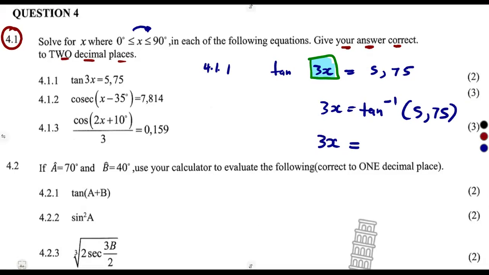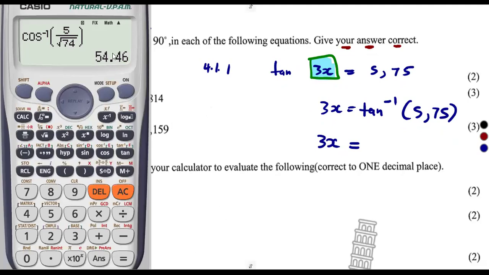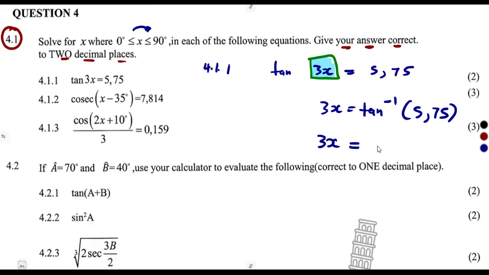So as I'm using my calculator, it's already fixed to 2 decimal places. Remember, we fixed it back to 2 decimal places. So that will be shift tan 5.75 like this. So that is what you're going to obtain, 80.13 degrees. The angle, remember, the moment you find arctan, you are finding the angle.